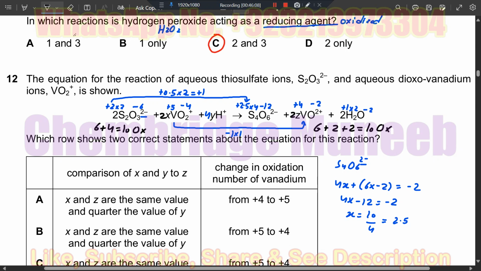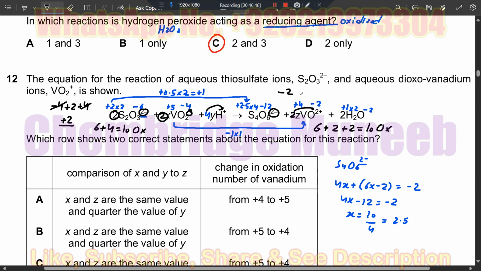Now check the charges. On the reactant side, the charge on the S2O3 is 2 times 2 negative. 2 negative multiplied with 2 gives me minus 4, and from VO2 plus it is 2 times plus, so it gives plus 2, and then 4 times plus means plus 4. So minus 4 cancels, plus 4 gives plus 2 on the left side, and on the right side we have 2 times 2 minus over here, so minus 2 charge over here.